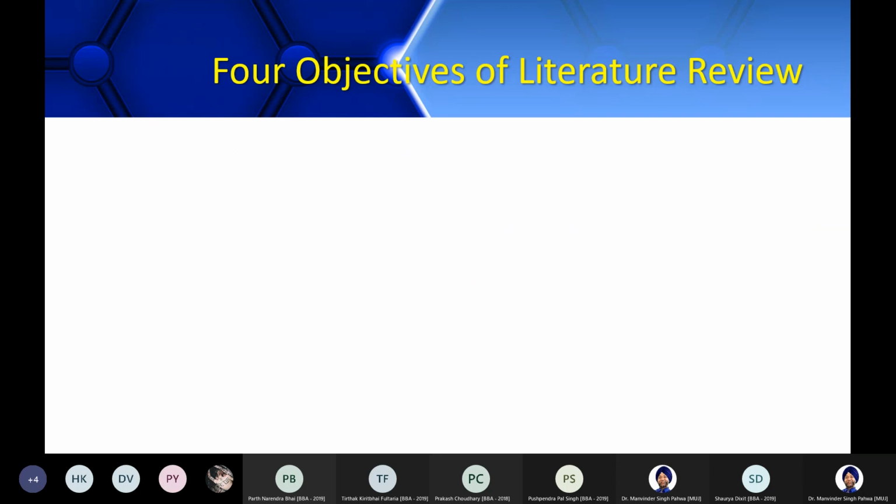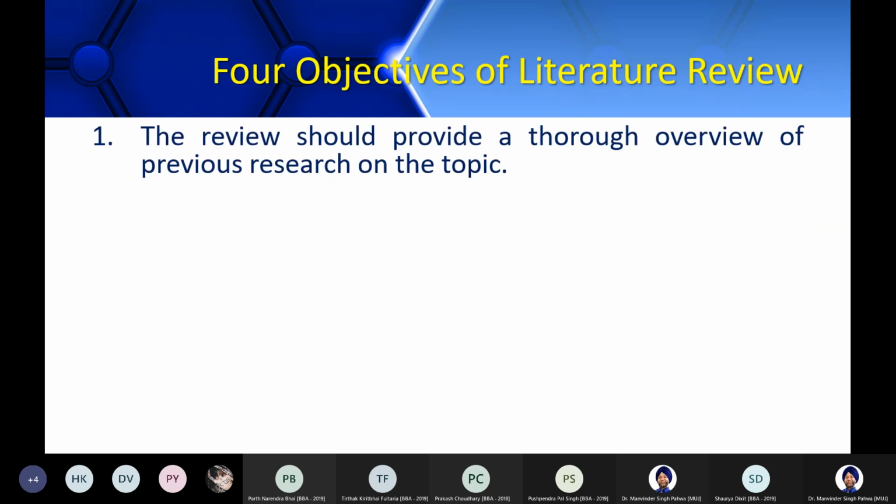Now there are four objectives of literature review. Why do we do literature review? The first objective is that the review should provide a thorough overview of the previous research on the topic. So whatsoever the previous research has been, it must throw complete light on it.